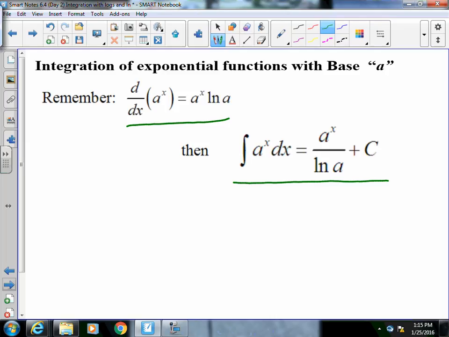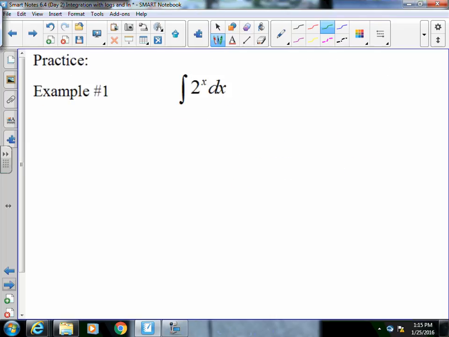So let's try a couple. The integral of 2 to the x, look back up at that formula, we know that it is 2 to the x over ln of 2 plus c. Keep in mind, you would have to multiply by the derivative of that x if it was anything other than x. X's derivative is 1, which is why we don't need to worry about it in this case.